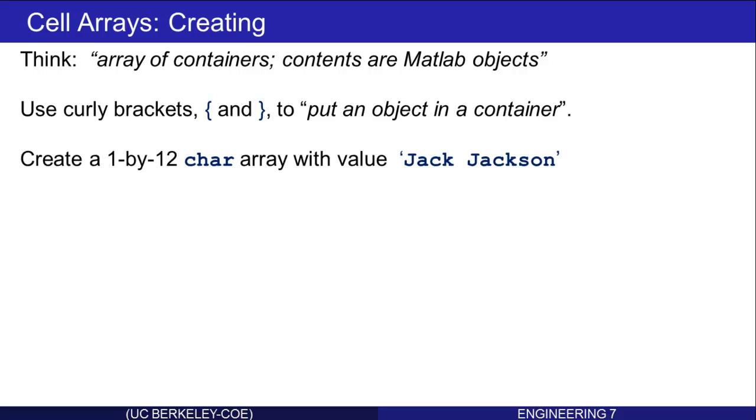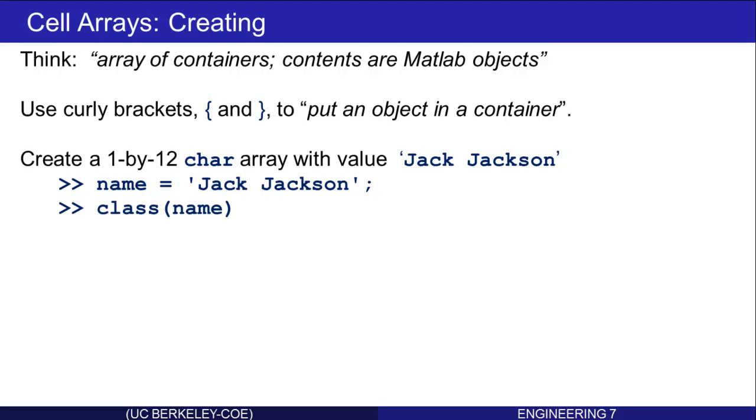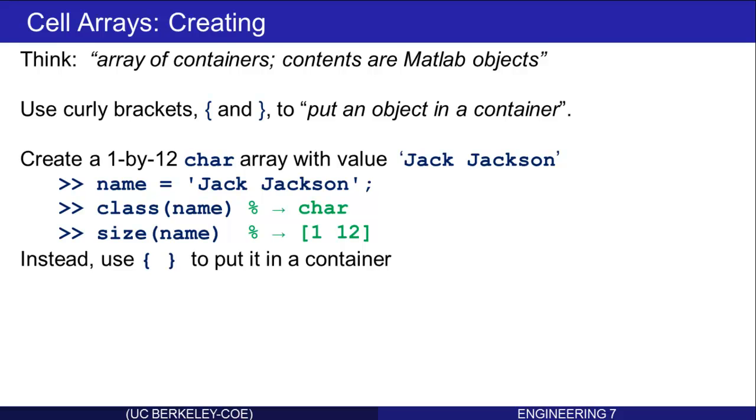First, let's create a 1x12 char array, value Jack Jackson, and we'll store that in a variable called name. It's easy to confirm that the class of this is indeed char, and the size of this variable is 1x12. Instead, let's use curly brackets to put this character string in a container. Here, define a variable CNAME using an open curly bracket, then the character string, and then the closed curly bracket.